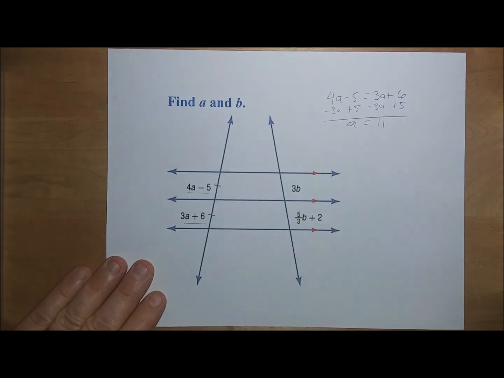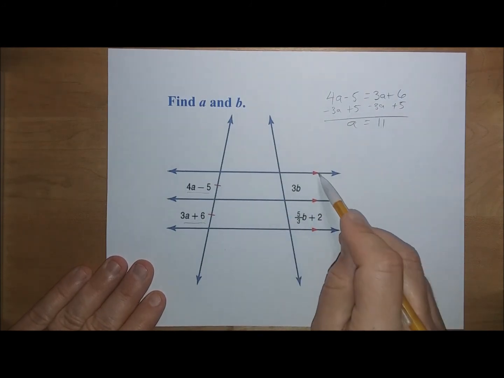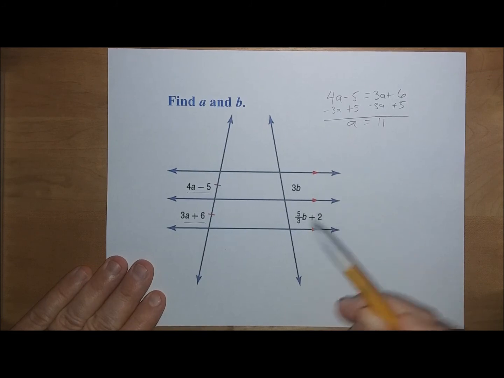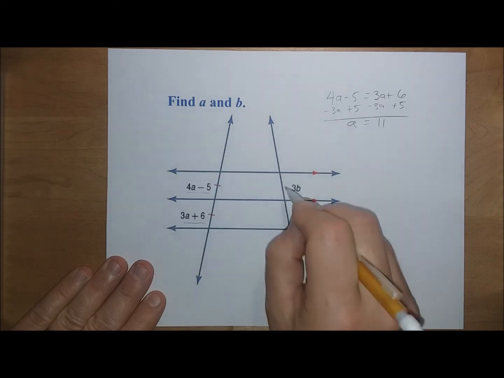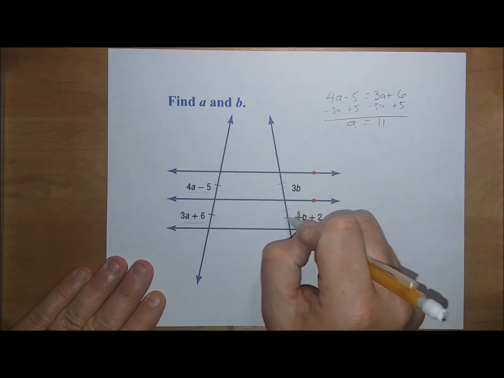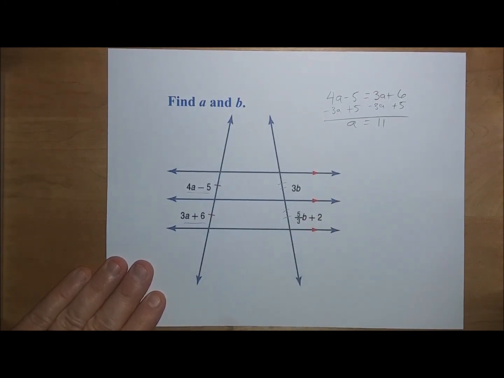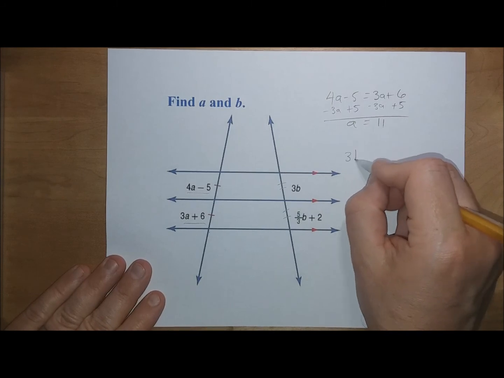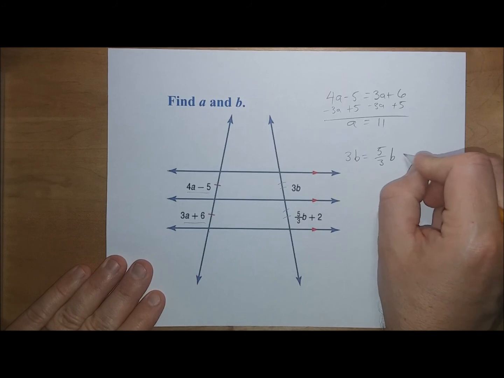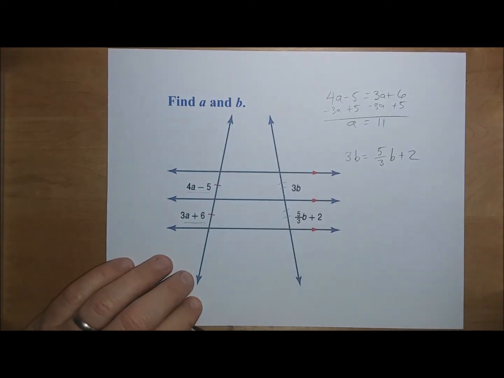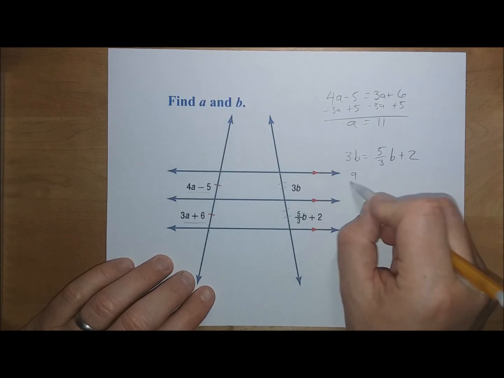They didn't tell me these segments are congruent. Well, let's look closely here. These lines are parallel. And if they cut off congruent segments on this transversal, they must be cutting off congruent segments on this transversal as well. So I can conclude that 3b must equal 5/3 b plus 2. Okay, how do I solve that for b? Well, I'm going to call this actually 9/3 b.